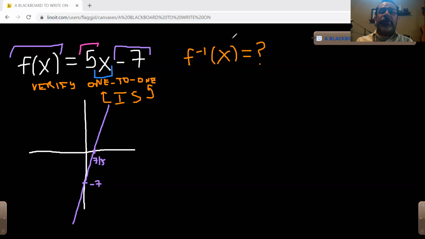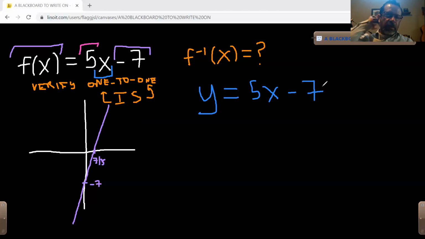How do I find the inverse? It's actually very simple. To find the inverse, what we're going to do is the following. I'm going to take the original function, but I'm going to say that it's y equals 5x minus 7. And what I'm going to do is substitute the x's for y's and the y's for x's. I'm going to literally substitute the x's for y's and the y's for x's.